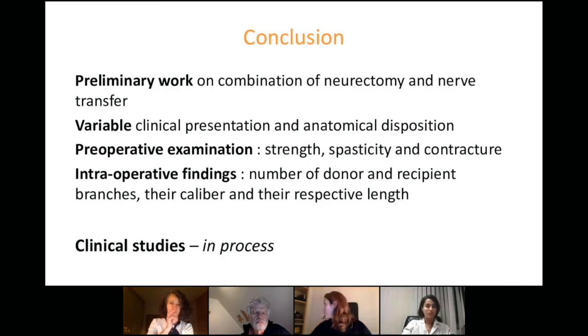Some clinical studies are in process, but we don't have the results yet to show to you. But eventually, in 1 year, we'll have some results. Thank you.